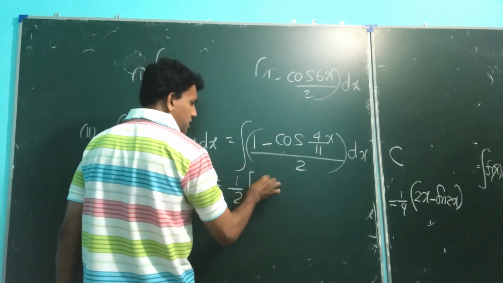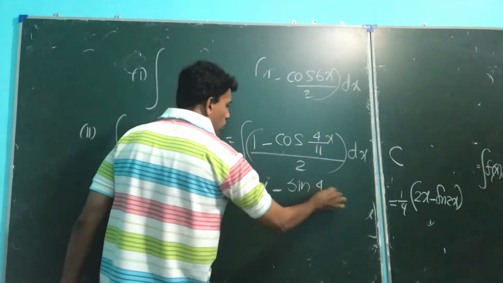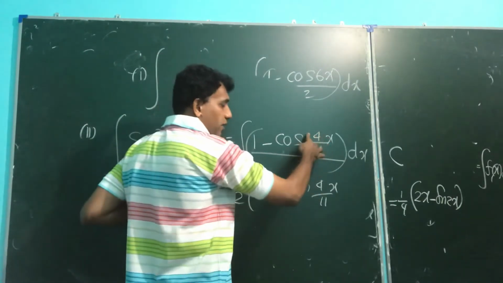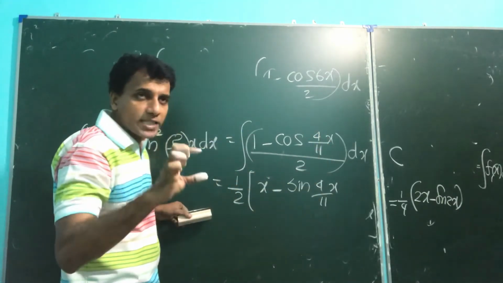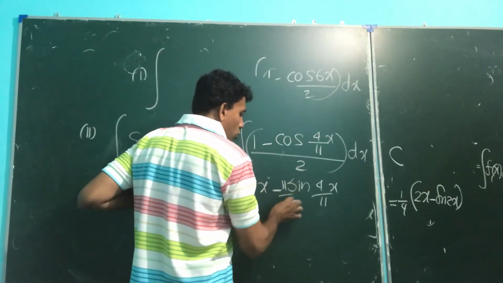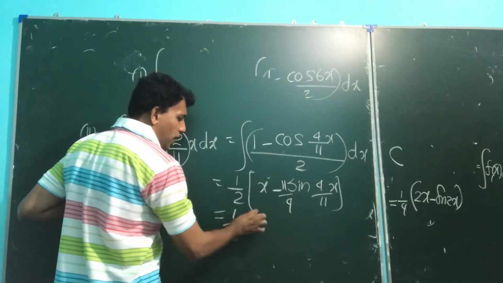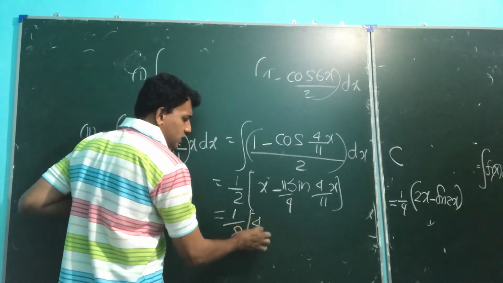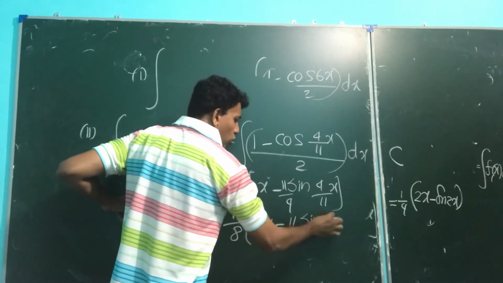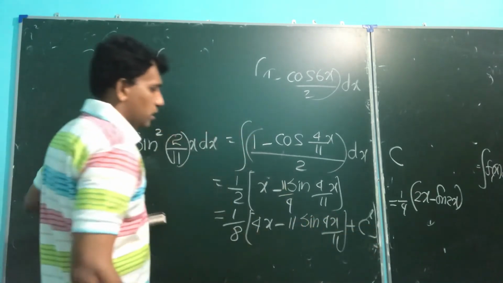1 is x and 1 is x. Here what is that? Sine 4 over 11 x. Then don't forget the inner function to differentiate. 4 over 11 x differentiation is 4 over 11. Its reciprocal is 11 over 4. Or if you take the 4 out, 1 over 8, 1 over 8, and 4x minus 11 sine 4x over 11, plus c.